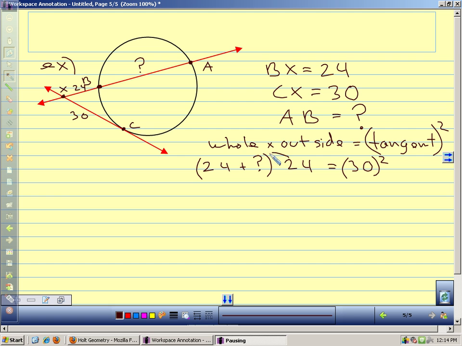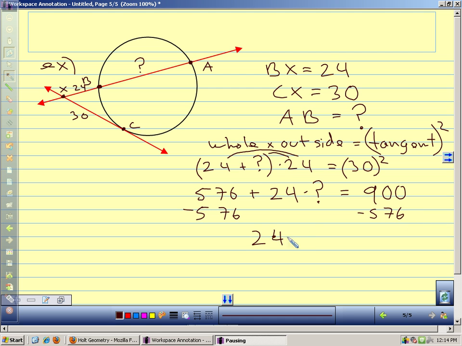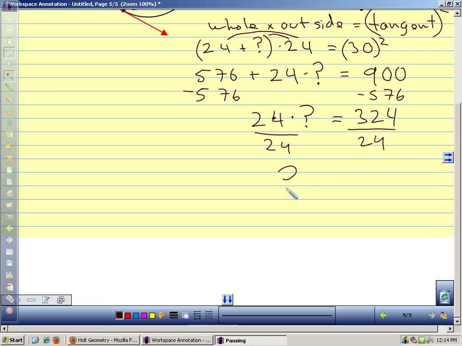So to solve this, I'm going to distribute. So 24 times 24 is 576 plus 24 times question mark, and 30 squared is 900. So now I subtract 576. So 24 times question mark is 900 minus 576 is 324, and divide by 24. And question mark equals 13.5.